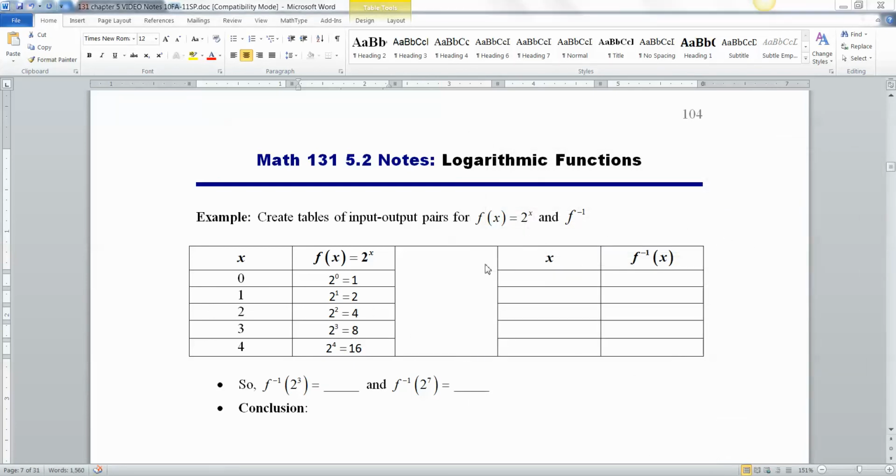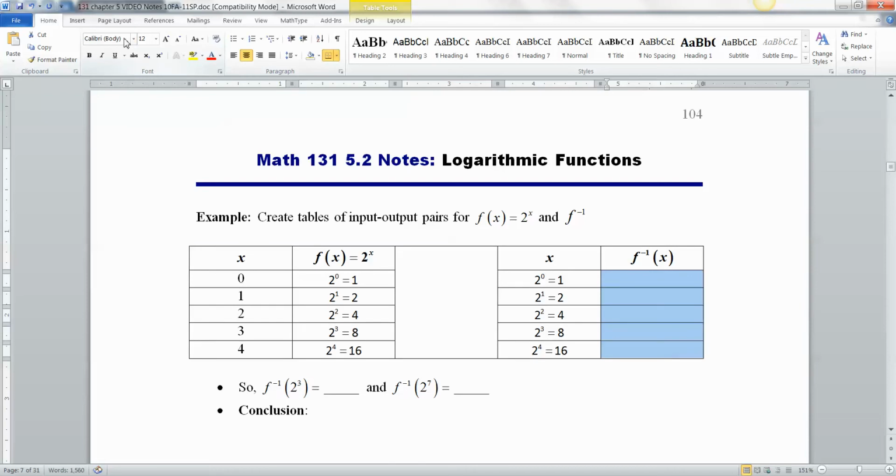All right, now for the inverse function, remember, what we do is we revert the process, right? So we take what was our y variable, and in the inverse function, that becomes the x variable. And then what was the x variable becomes the y variable. So we're going to say 0, 1, 2, 3, 4.